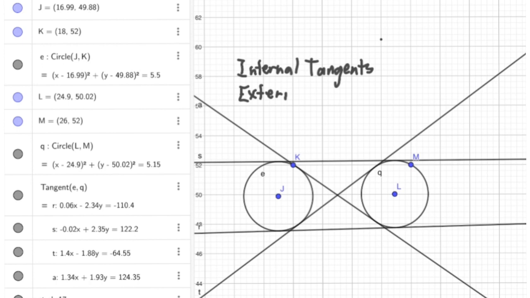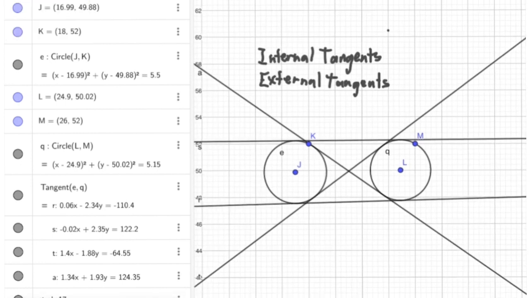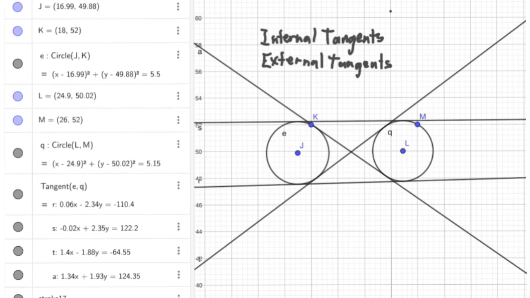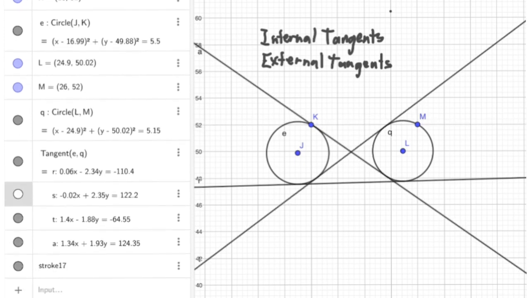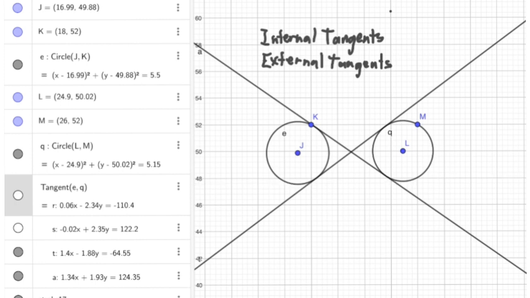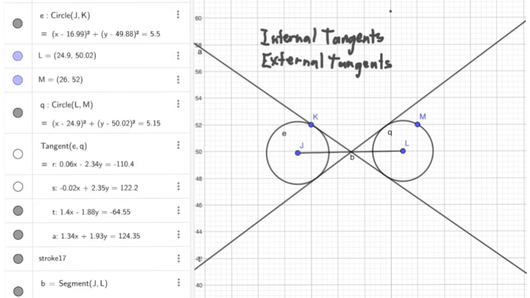So we're talking about here internal and external tangents. Basically, in this image itself, we have both. To put this into perspective, we have internal tangents when we're talking about these tangents in particular. These are called internal tangents because if you connect the segment from J to L, meaning the centers J and L, it will intersect both tangents. So that's why they're called internal tangents.